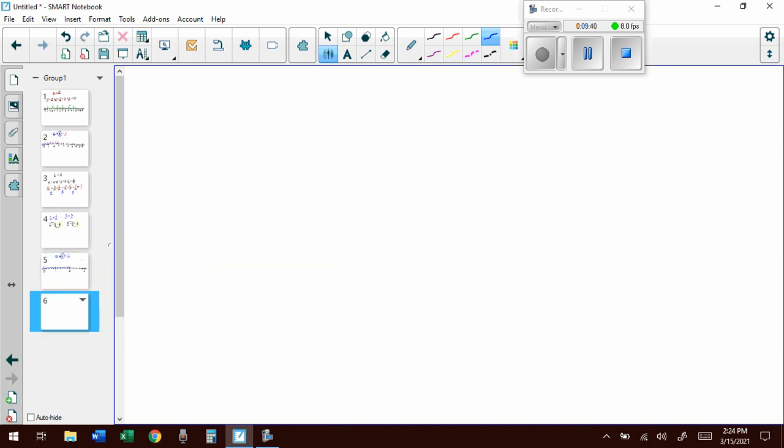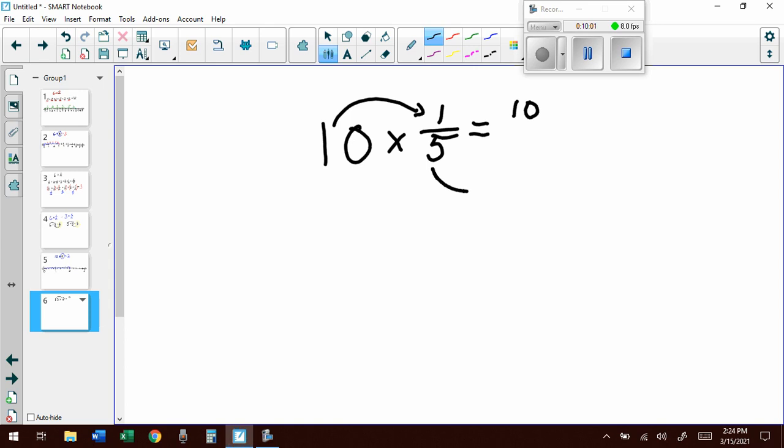Now we could also show this as a multiplication sentence. 10 times 1/5 equals, take the whole number times the numerator, and that equals 10. 10 times 1, and you keep your denominator the same.